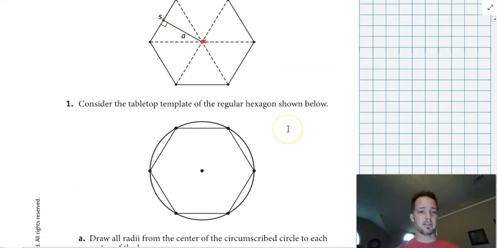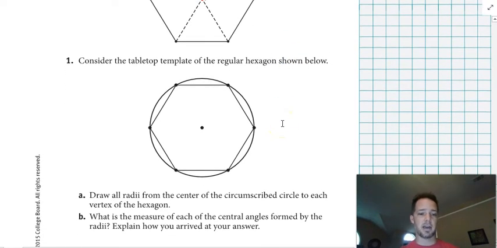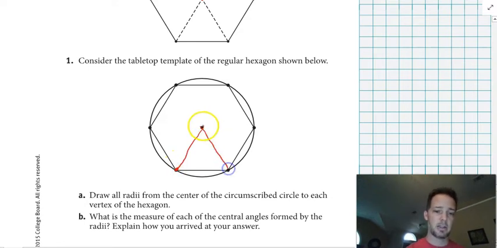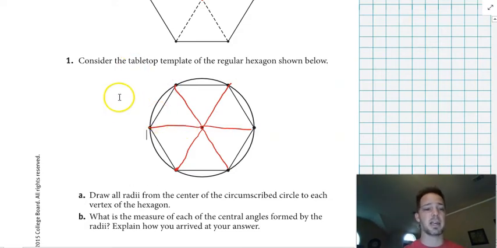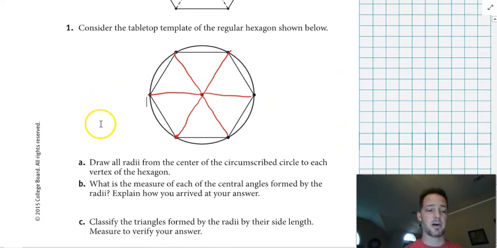It says, consider the tabletop template of a regular hexagon as shown. Draw all of the radii from the center. So if I connect to the vertex that's touching the circle, that is considered a radius of the hexagon, and you can draw all of these on there. And we get a bunch of triangles that are created, which is the beginning of how we're going to figure out the area of these regular polygons.